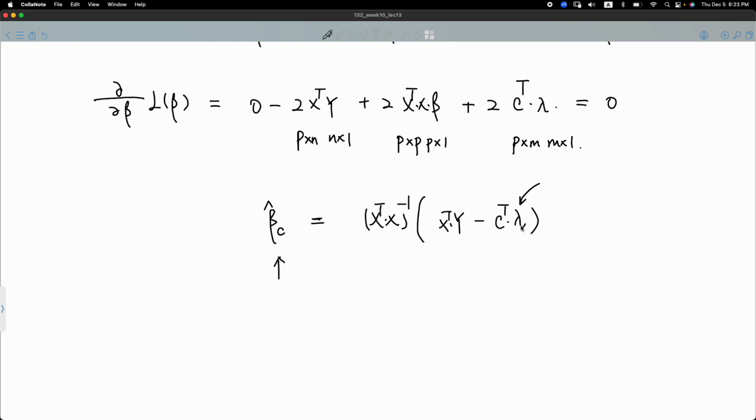Because you don't know the lambda, what do you call it? The lambda, yes. Because you don't know what the lambda value is, so you don't know your final solution. So this is not a final solution. So we need to further analyze these terms here.